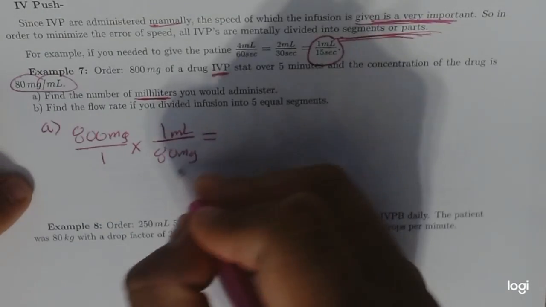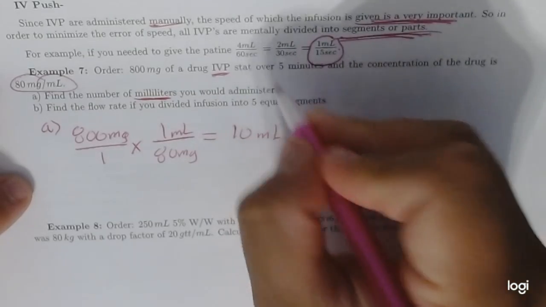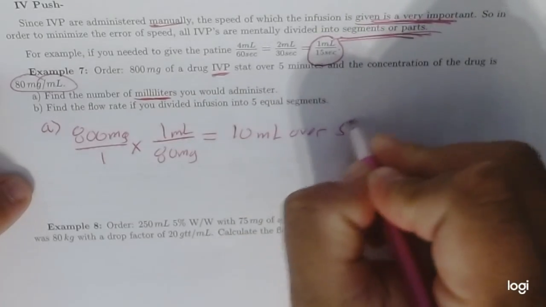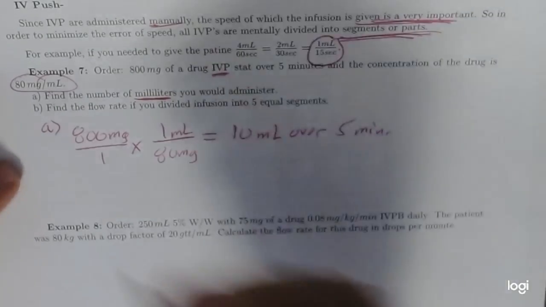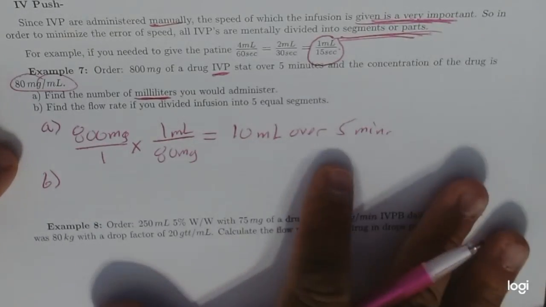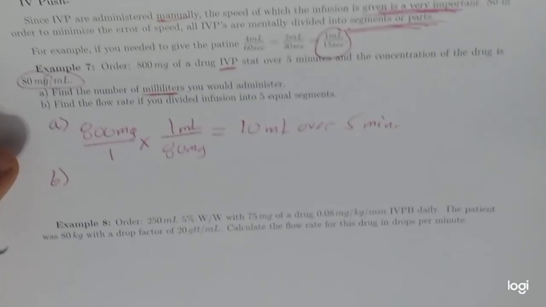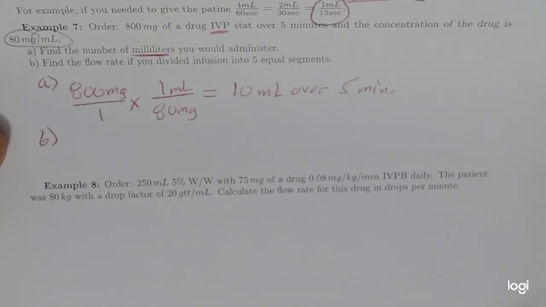Okay, so cancel, cancel, and this should be about 10 milliliters. Now, here's the key thing: over 5 minutes, because that's going to be key for part B, in fact. You'll see why in a little bit. So that's 10 milliliters over 5 minutes. You're technically going to give a total of 10 milliliters in that 5-minute span.